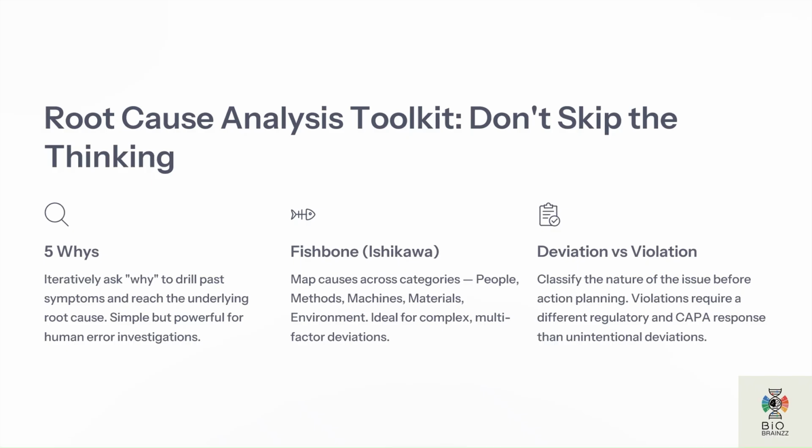The second method is the fishbone diagram, also called the Ishikawa diagram. This tool categorizes causes into areas such as people, methods, machines, materials, and environment. It is especially useful for complex deviations involving multiple contributing factors. Investigators must also differentiate between deviations and intentional violations because each requires a different response strategy.